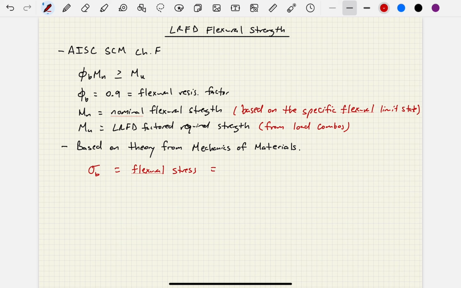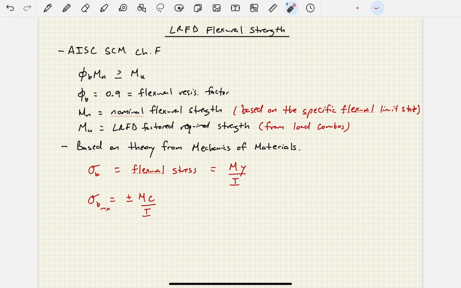And what was that equal to when we dig out our Mech of Materials toolbox? Well, that was a moment times a centroidal location divided by a moment of inertia, My over I. And typically, we had flexural strength max was plus and minus MC over I, where C was the largest distance from a compression or tension fiber to the neutral axis.